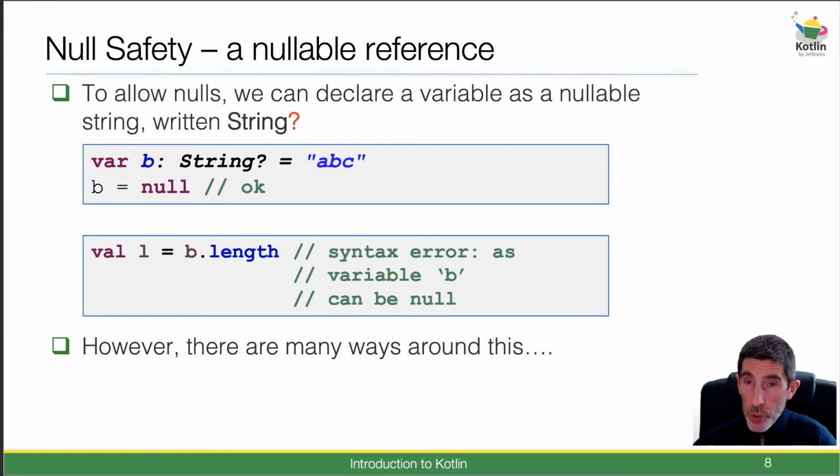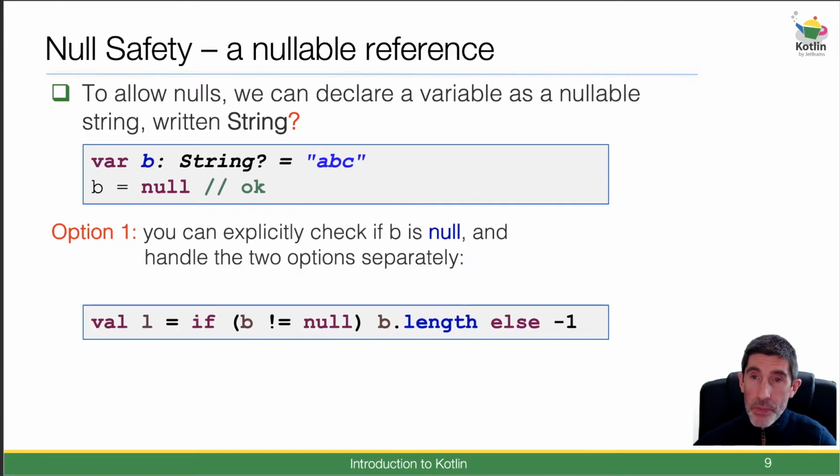Okay, but if we then, like the previous slide, try to invoke a function or access a property on that variable that potentially could be null, if we say val l is assigned b.length, we will get a syntax error, because that variable b could be null at any particular point. So how do you get around that? How do you still allow a variable to potentially hold a value of null, but then be able to actually use it? Kotlin enforces those checks.